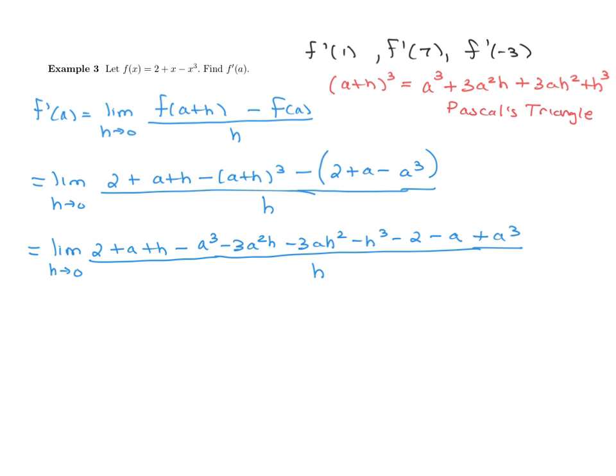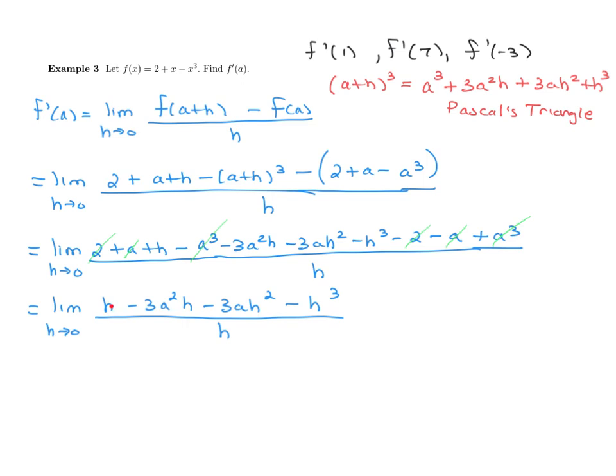A lot of stuff should cancel. Oh, we have a 2 and a -2, so I can cancel those. I have a positive and negative a. Those cancel, as well as a negative and a positive a cubed. I don't think anything else combines, so this is the limit as h goes to 0 of h minus 3a squared h minus 3ah squared minus h cubed. And I think that's it. And this is all divided by h.